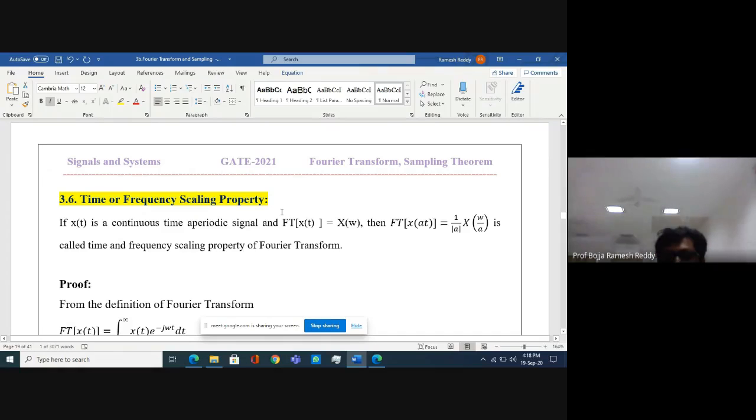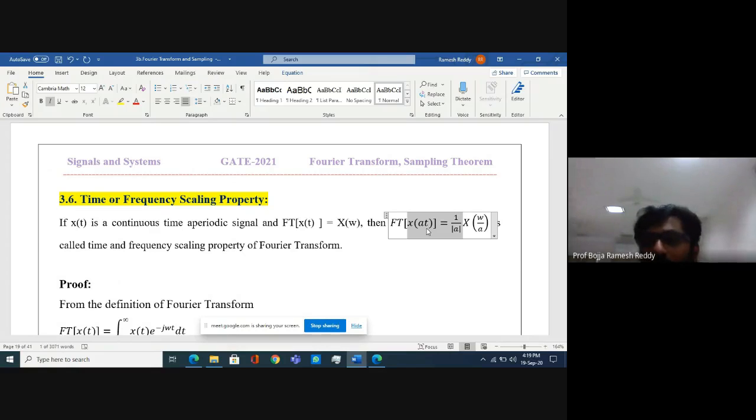Next, time and frequency scaling. Scaling implies the signal may be compressed or expanded. Compressed form or expanded form can be obtained by using the scaling property. How? If we know the frequency domain of x of t, then we can obtain the frequency domain of x of at, where x of at is time scaling. If a is more than 1, the signal is compressed. If a lies between 0 and 1, the signal is expanded.